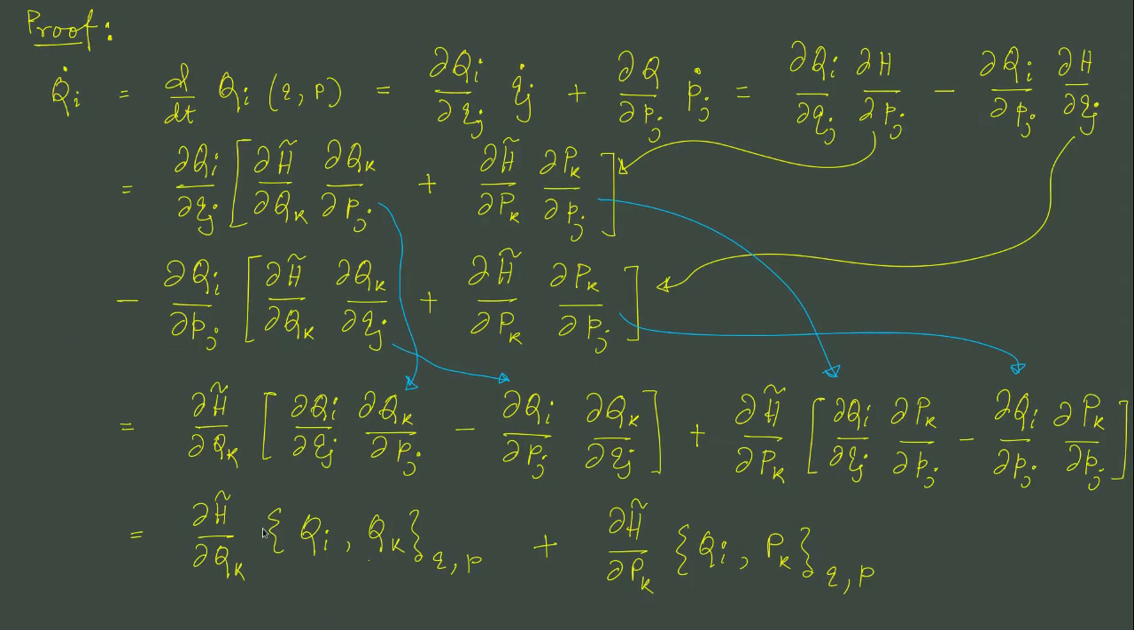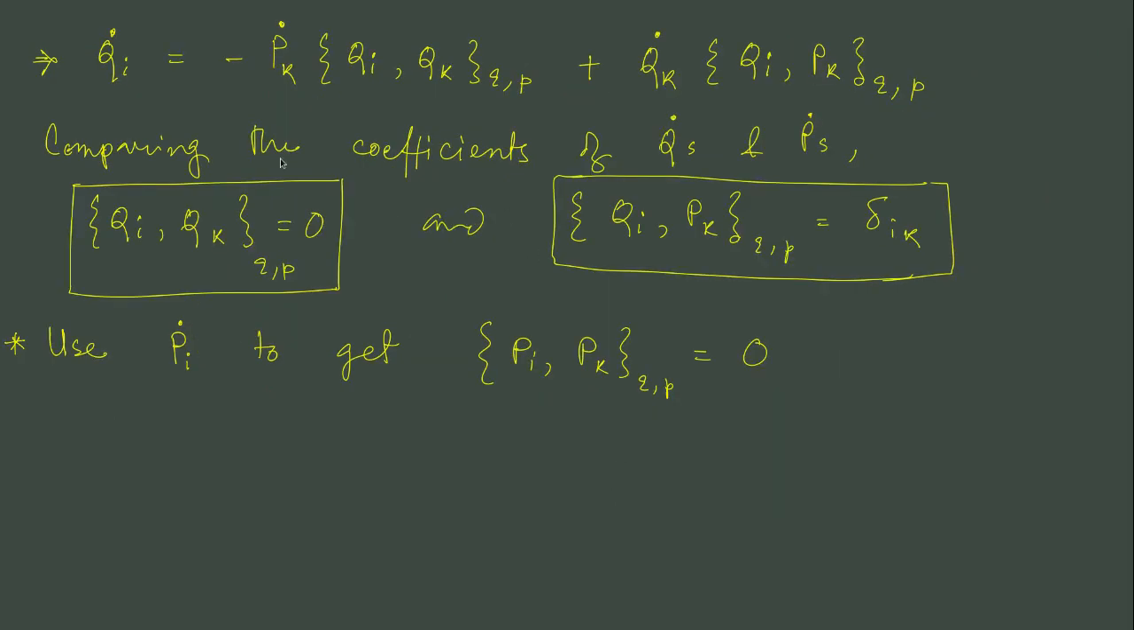Now, if you look at the previous expression, ∂H̃/∂Qk, this by definition is negative of Pk dot. We are using Hamilton's equation of motion using the new Hamiltonian. And similarly, we replace the ∂H̃/∂Pk by Qk dot. And then it becomes extremely simple. You have Qi dot equal to two Poisson brackets with their respective coefficients.